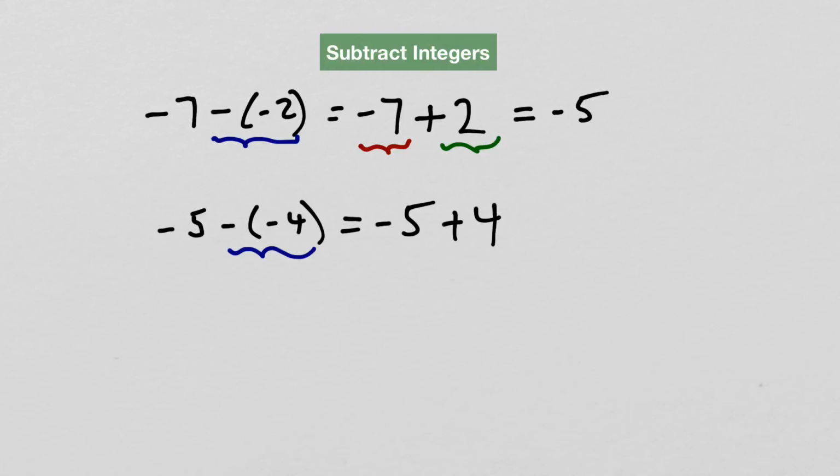Then to do this next part, we're going to take the difference of the 5 and the 4. Forget about the signs for now. The difference between 5 and 4 is 1. So we're going to write that down. Then we need to look at the larger number, which is 5 in this case, and ask ourselves, is there a positive or a negative in front of it? It's a negative, and so the answer has to be a negative 1. Okay, hopefully that made sense.